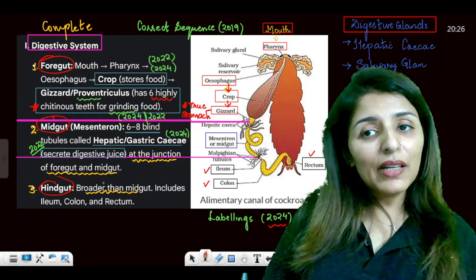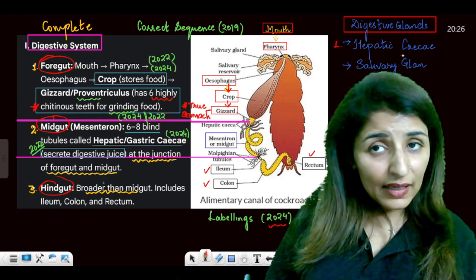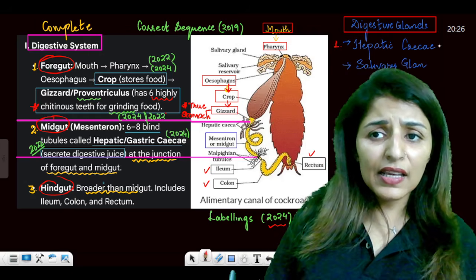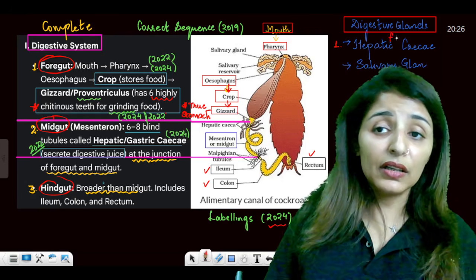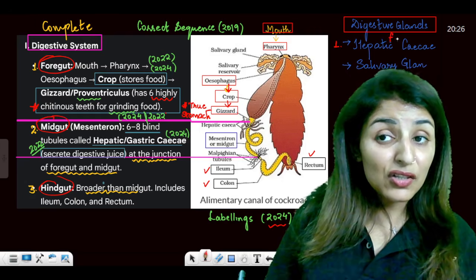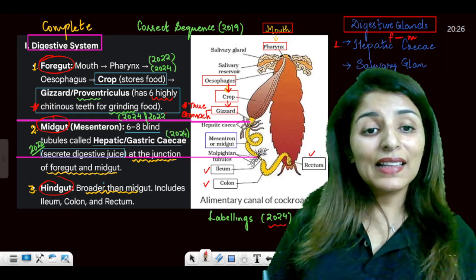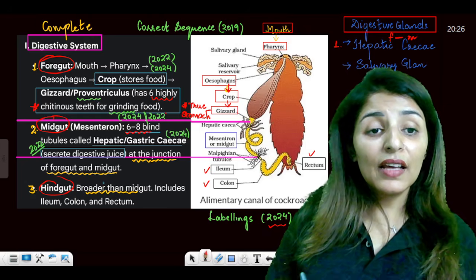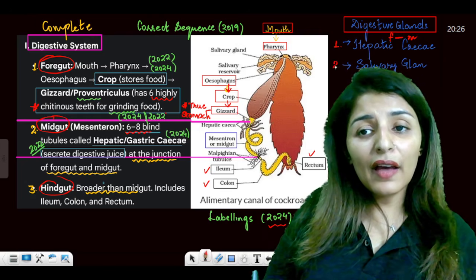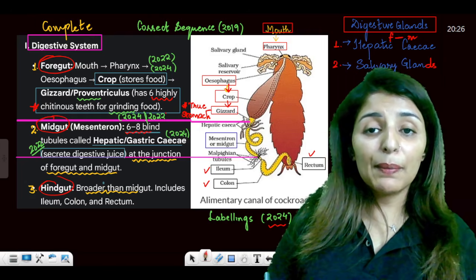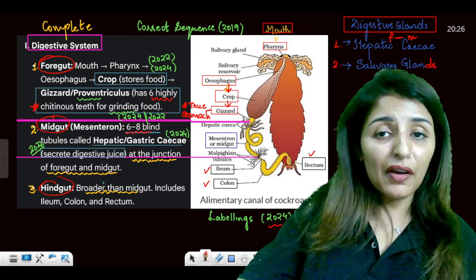Now, talking about the digestive glands. Already told you there is the hepatic caeca, also known as gastric caeca. These gastric caeca or hepatic caeca are present at the junction of foregut and midgut. Is this clear? And they are 6 to 8 in number, and they are blind in nature, so they are closed from one end. While we have salivary glands as well, they are present near the mouth region and open into the pharynx.